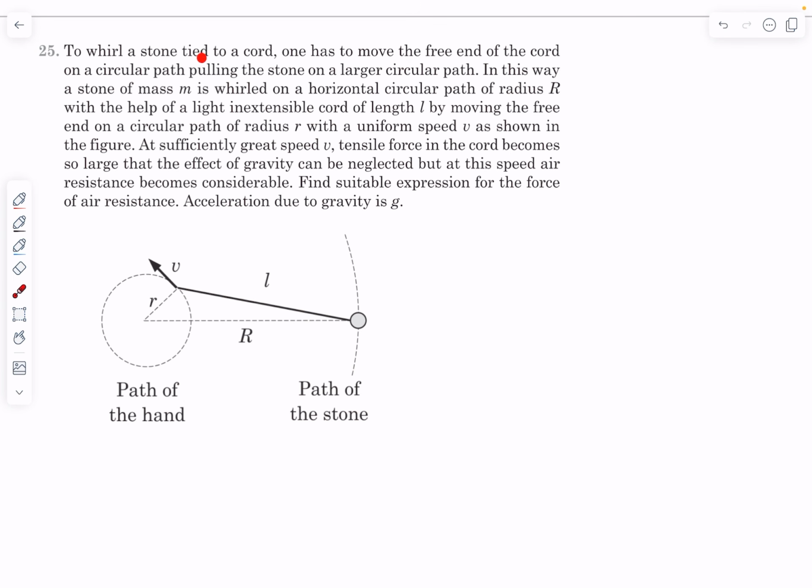So we have a stone that is tied to a cord. One has to move the free end of the cord on a circular path, pulling the stone on a larger circular path. Okay, so this is the end that is being pulled, and this is the end where the stone is attached.